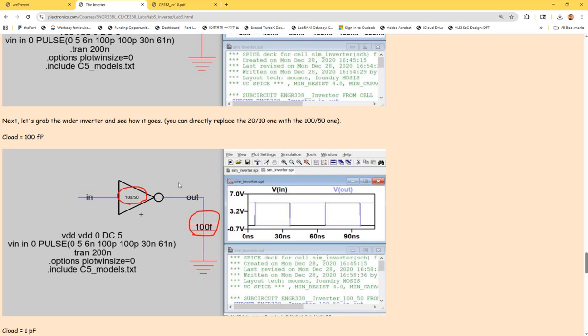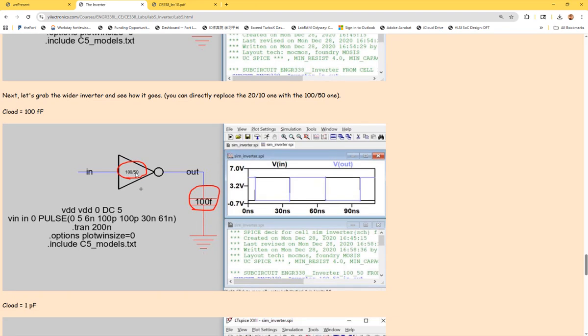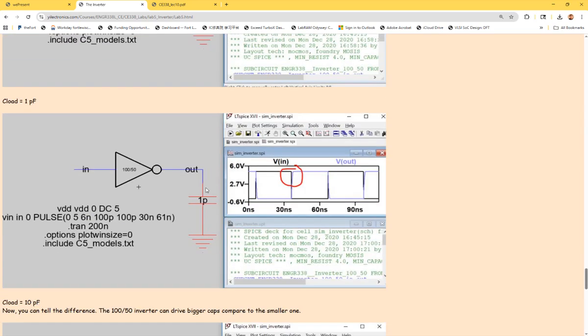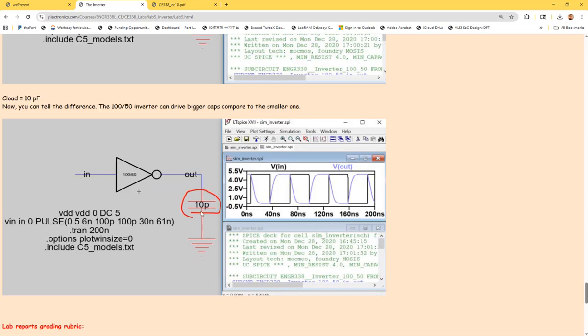And then I change the width over length. The width of the PMOS over the width of the NMOS, which is basically the 5-finger one we just developed, right? So we replace it with that one. Driving 100 femtofarads, definitely no problem. Driving a 1 picofarad capacitor, definitely no problem. And driving a 10 picofarads capacitor, even though you see a more significant time delay, it can still drive it. It's still fully charging and discharging at the same speed.